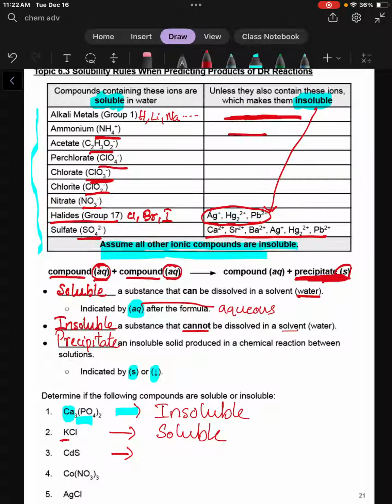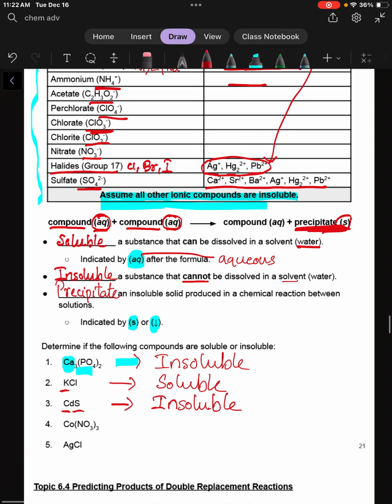The second one is cadmium sulfide. Check cadmium. We know that is not included there, and sulfide is also not included there. So you have to assume that, since you didn't see it in the list, it will be insoluble. Next one, cobalt nitrate. We didn't see cobalt, then look for nitrate. Yes, there is nitrate, and all nitrates are soluble. So it is soluble. And the next one is silver chloride.